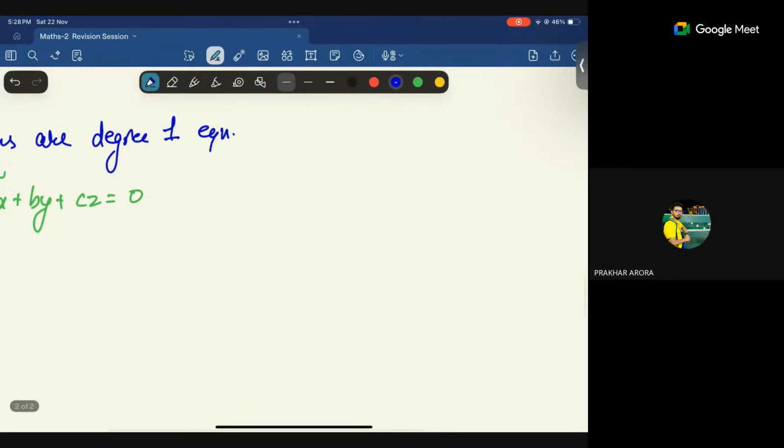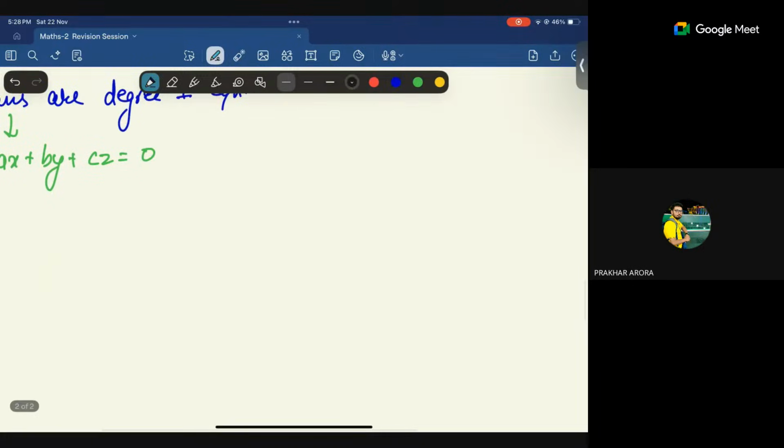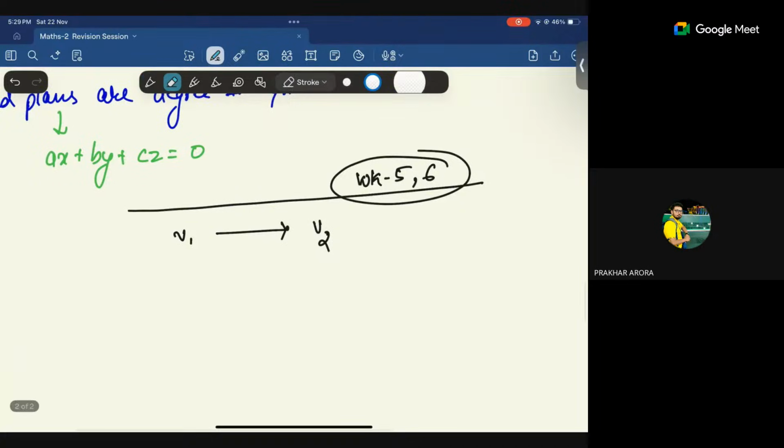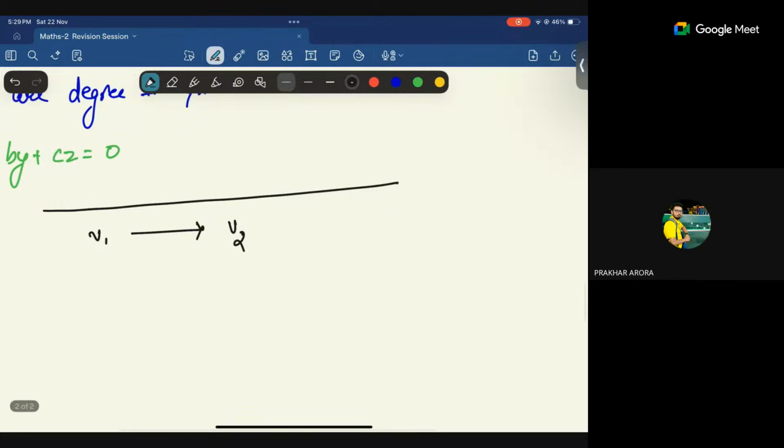To discuss the mathematics here, I have a vector v1 and I'm changing it to vector v2. This may take a little time, but this is the very foundation of week 5 and week 6, so even if it takes time, it is very important. So we have vector v1 and vector v2, and then we are transforming it.